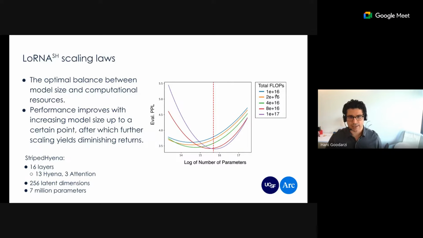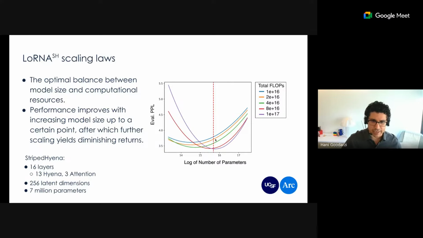As you can see, so as we increase flops, we can get better and better. In terms of perplexity, lower is better. So as you can see, this movement from lower flops to higher flops is shifting towards lower perplexities. The size of the model also is important. The larger the model, the better. But at some point, you start to overfit, so the performance deteriorates.